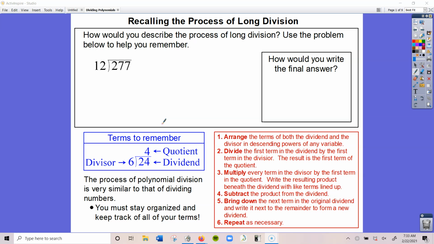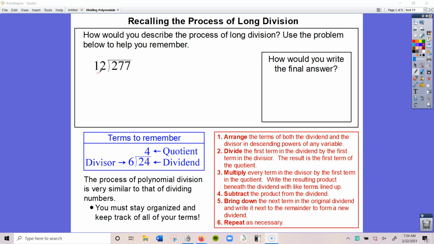Hey guys, today we're going to look at polynomial long division. Now before we get into dividing polynomials, let's remember how to do long division in terms of numbers, simply because the process by which you divide numbers using long division is the same as when you divide polynomials. So let's say we have here 277 divided by 12.